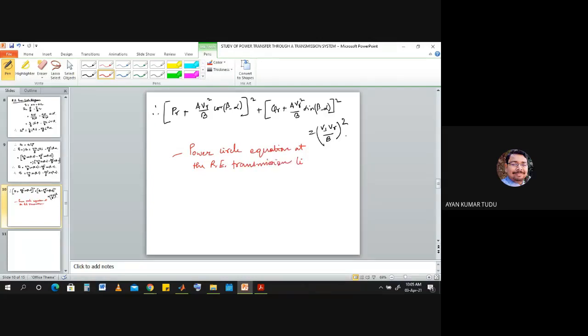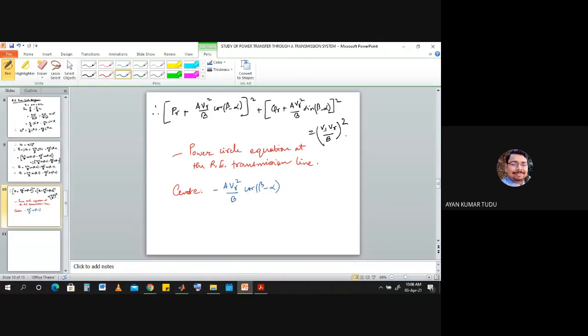Okay, at the receiving end of the transmission line, what is the center? Let me write down the center. The center is minus VR square by B cos of beta minus alpha. Correct? Okay.